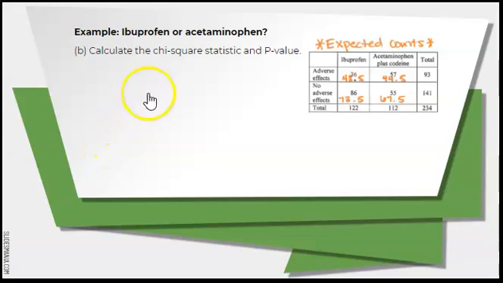So B says calculate the chi-squared statistic and the p-value. So we're not going to run through the four-step process. We're just looking at the chi-squared and the p-value for right now. But to get chi-squared, I need my expected counts, right? So I did that.